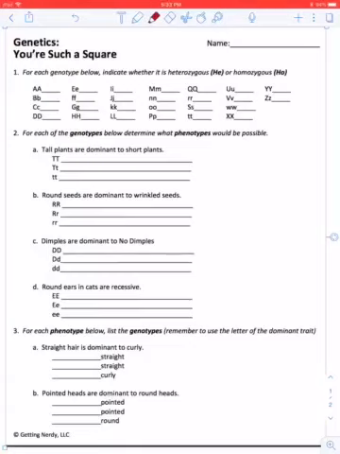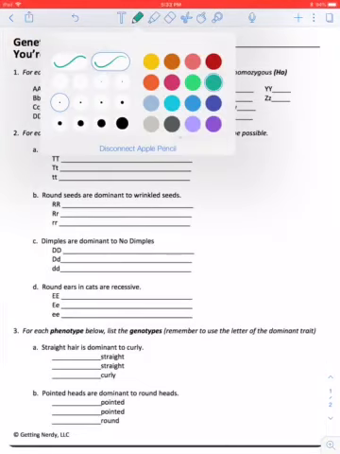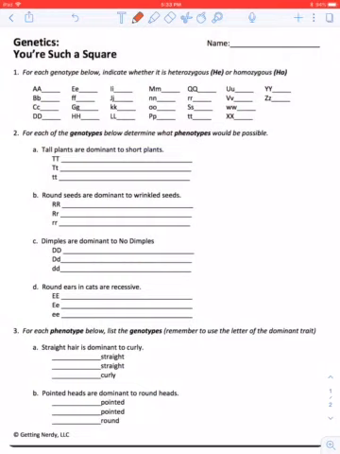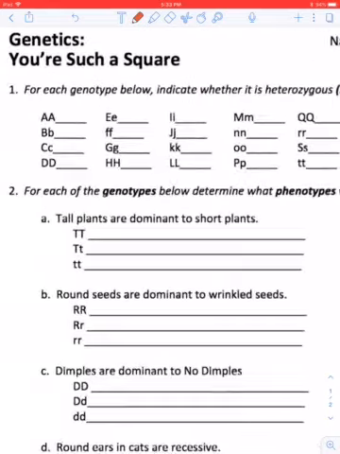So we're going to start off today with a few practice problems. Yesterday you did some problems similar to number 1 up here at the top, where you were trying to decide whether a genotype, which is unseen, hidden inside your body, is heterozygous or homozygous. Heterozygous means one dominant, one recessive. Homozygous means that they are both the same, so either 2 dominant or 2 recessive.